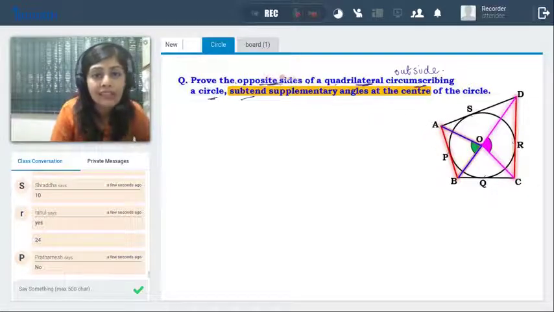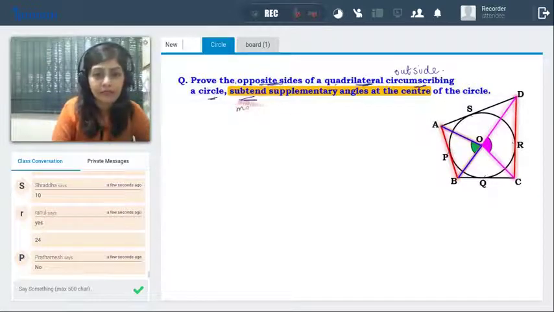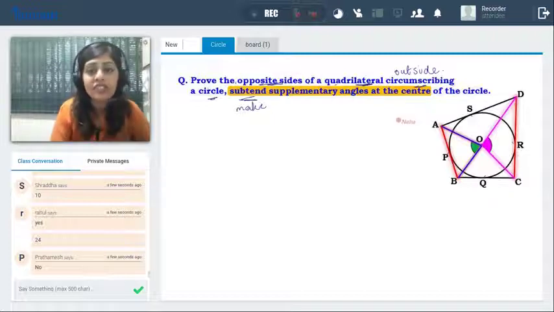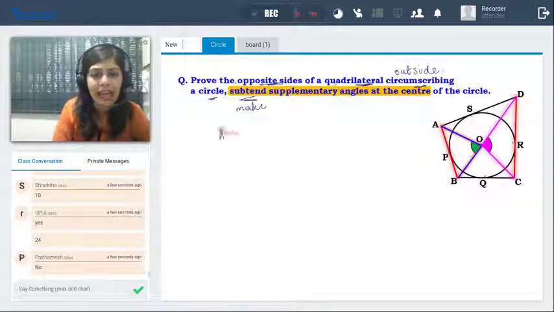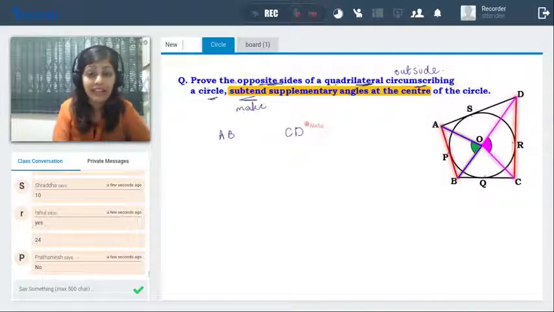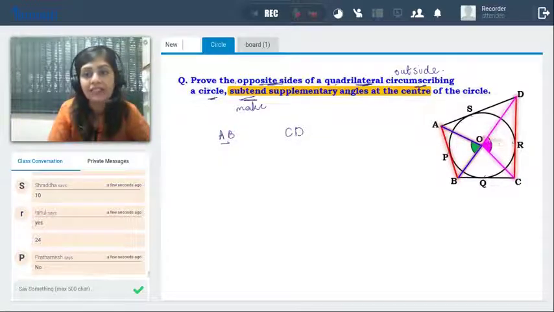They want that opposite sides should subtend. Subtend only means make. So opposite sides should make supplementary angles at the center. Let's take the opposite sides as AB and CD. AB and CD are opposite sides of a random quadrilateral. Now, what is the angle that AB makes at the center? It is obviously AOB, right? AB makes angle AOB at the center.